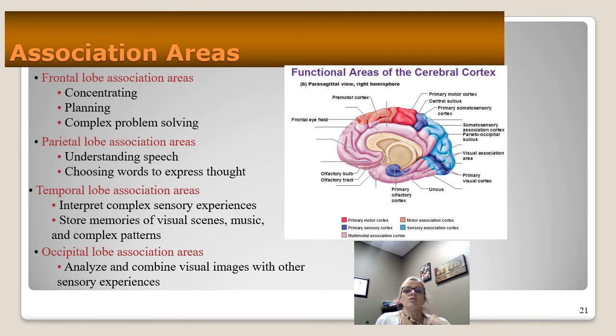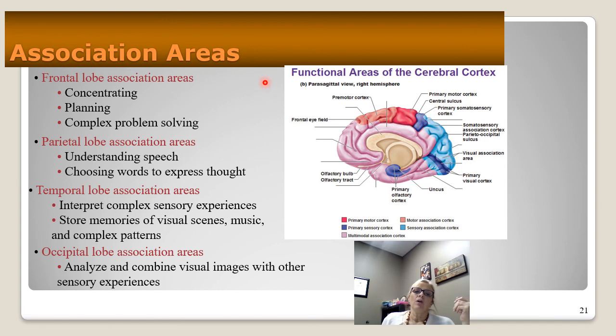All right, so here's some more association areas. The frontal lobe is associated with what we call executive functioning, a higher level thinking task, concentrating, complex problem solving. It helps to control emotional behavior and awareness of consequences of behaviors. So someone that has damage to the frontal lobe may not control their temper very well, that type of thing.